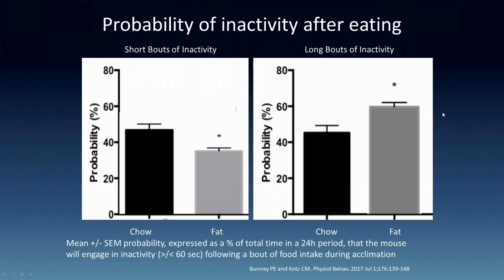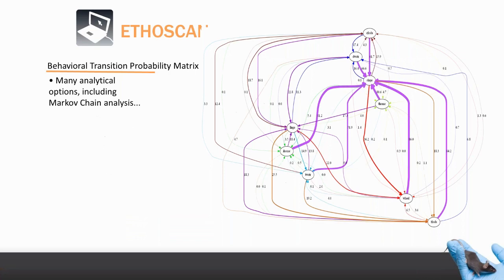Now we go to the probability of inactivity after eating. And the HFD animals spend significantly less time with short bouts of inactivity right after eating and far more time with long bouts of inactivity. So you begin to get a picture of the way in which their energy balance is likely to change.